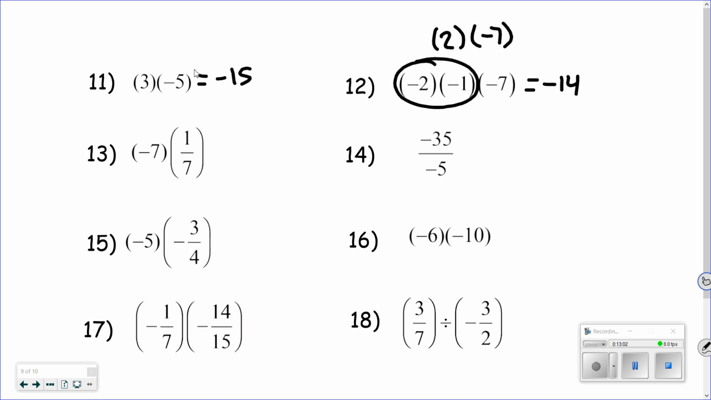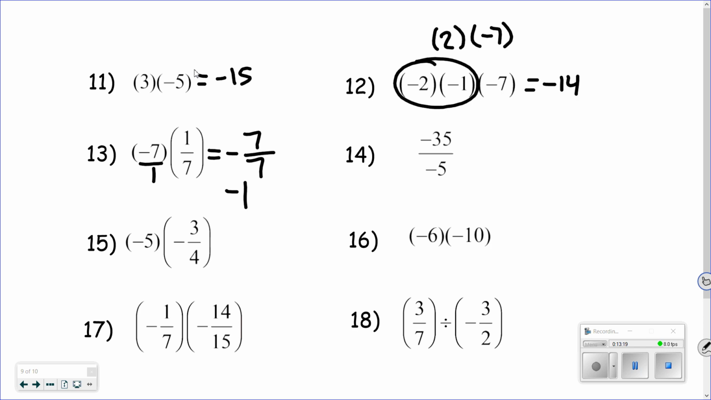If there is a fraction, just put it over 1. And again, you got a negative times a positive. They're opposite signs, so the answer is a negative. 7 times 1, 7 times 1. So you get 7 over 7. That's really just 1. You can reduce it down.